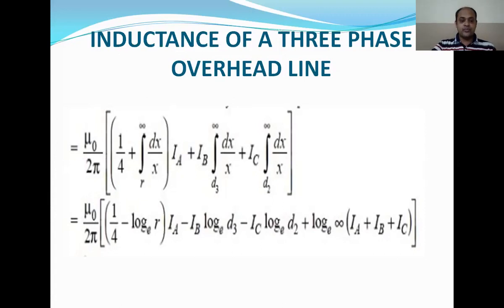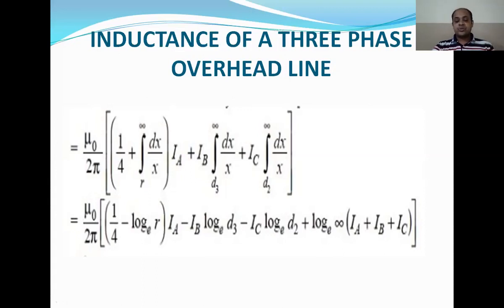So upper limit minus lower limit, so minus log r, because it is lower limit, into IA minus IB log d3 lower limit minus IC log d2 lower limit. Now where is the upper limit? The upper limit is log infinity to the base e into IA plus IB plus IC. So all the term IA plus IB plus IC is multiplied with log infinity here.